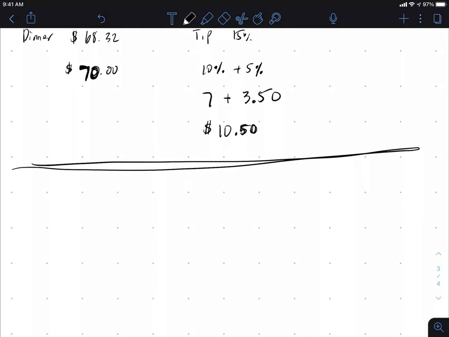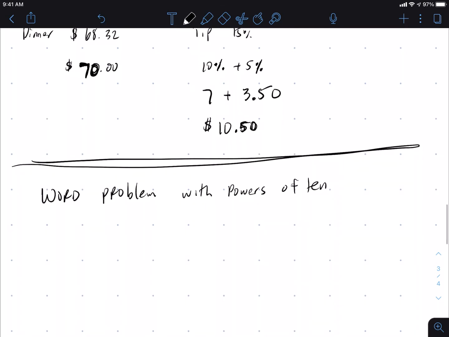Word problems with power of 10. Here we go. Cool, I found it. Okay, so here it is. This is the topic. Okay, so here we go.